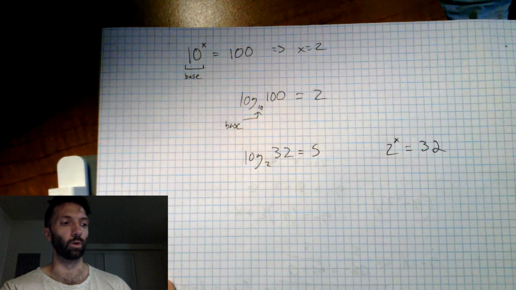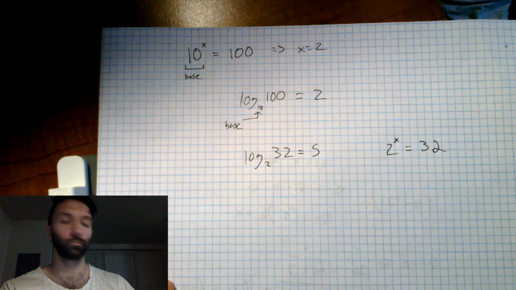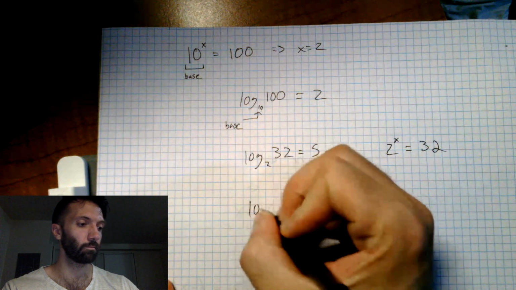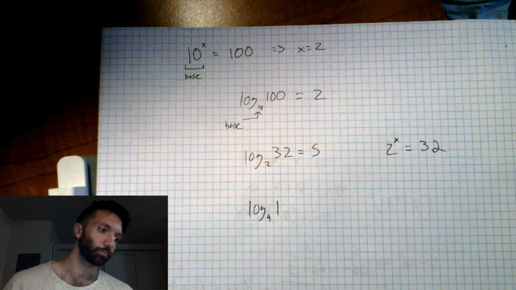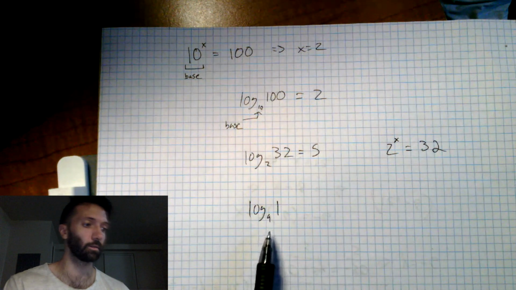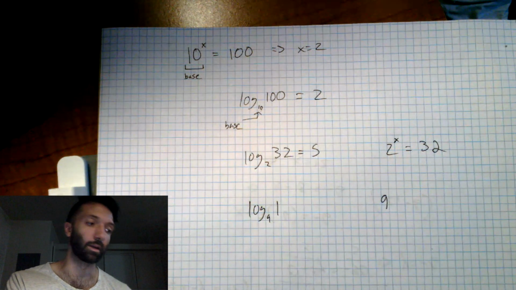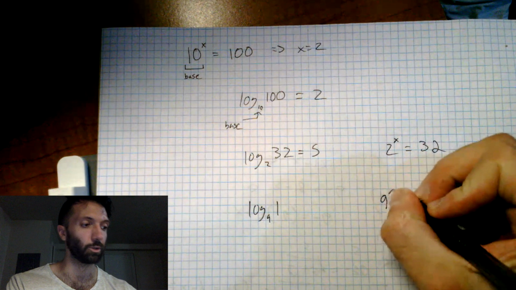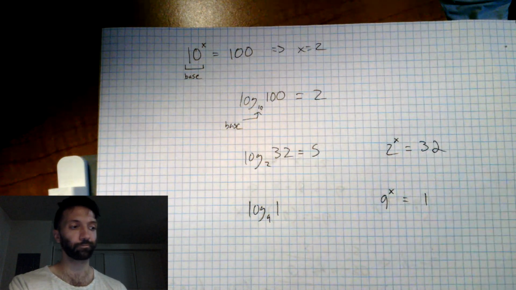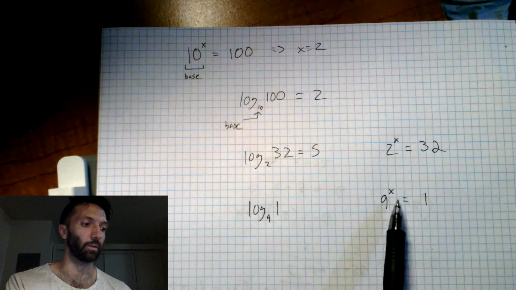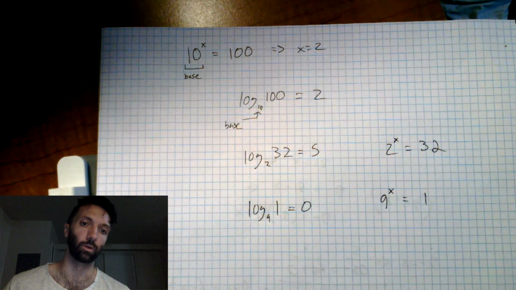All right, we'll do one more of these and we'll get into some slightly trickier ones. Log base 9 of 1. Again, this is the base. So if I want to know what log base 9 of 1 means, I'm asking what exponent would you raise 9 to in order to get 1? The exponent in this case would be 0, because 9 raised to the 0 power is how we would get 1.